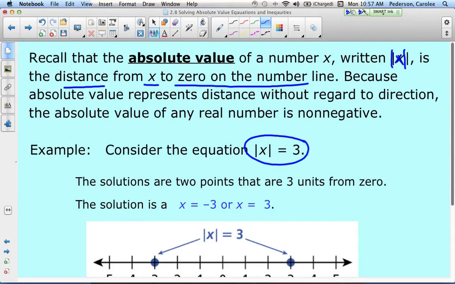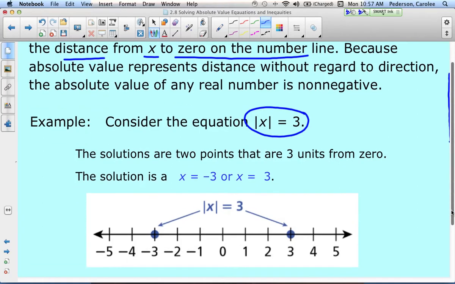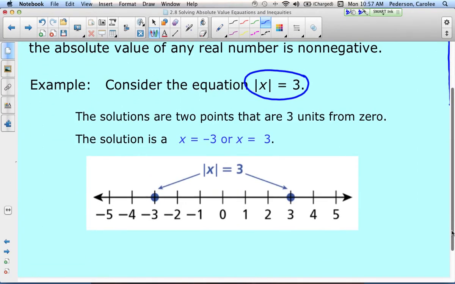what this means is that there are two solutions that are 3 units from 0. X could be -3 or x could be 3. Because remember, this inside could have been a positive or a negative when we started out. So we have one solution at -3 and another possible solution at 3.